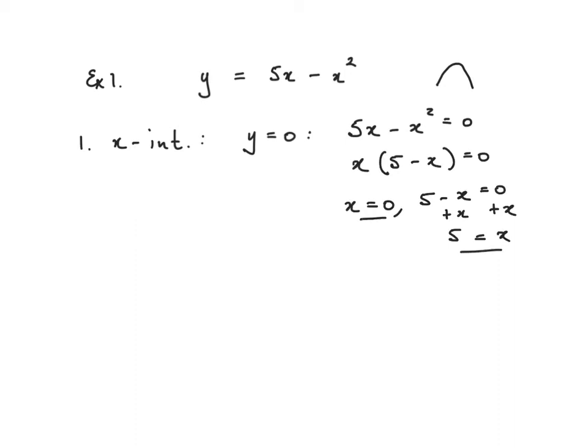Now if we write these as pairs of coordinates, so we know that the y value is 0. So our first pair then is 0, 0. And then we've got 5, 0 as well.